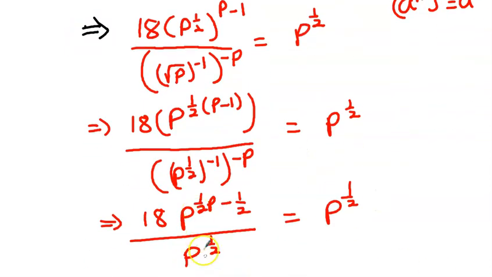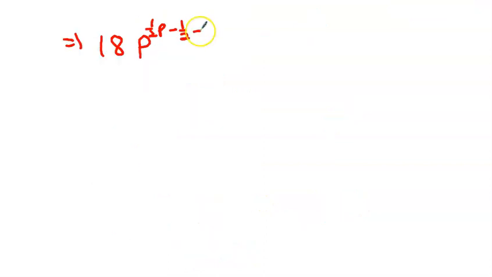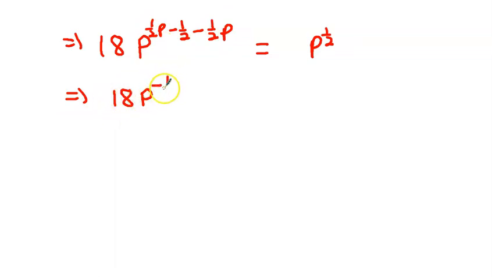So indices, they are dividing, so we can subtract. So we have 18 p raised to the power (half p minus 1 over 2) minus half p. When it comes up here, it becomes negative, so minus half p is equal to p raised to the power half. So half p minus half p will go. We have 18 p raised to the power minus 1 on 2 is equal to p raised to the power half.